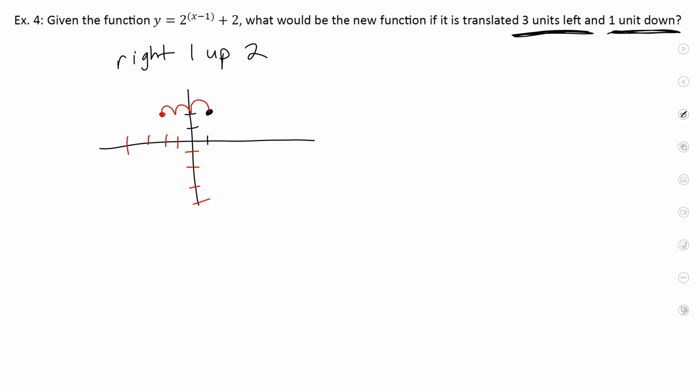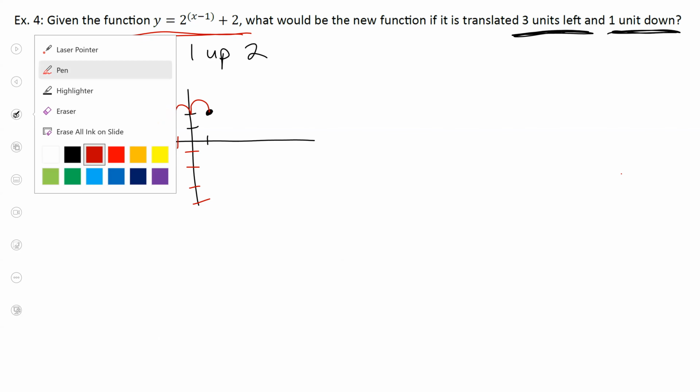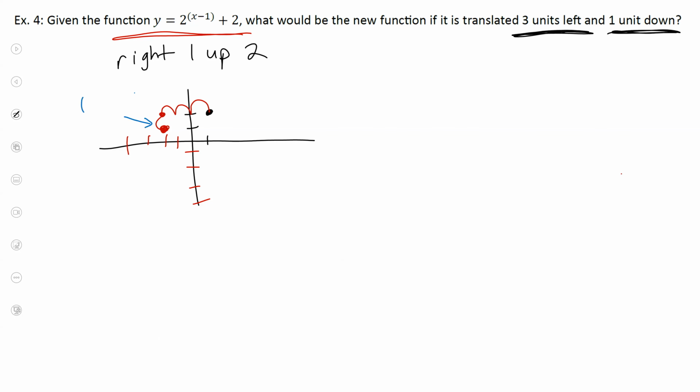Is that okay? Yes. Yeah, okay. And then down 1. So I'm going to go down 1 space. So this is where my new point is. I started right 1, up 2. I'm starting at the origin, by the way. I go right 1, up 2. That's from what they gave me. And they changed it 3 left, down 1. So this is my new point right here. So guys, what is the location of that new point? This new point here, what's the location, the coordinate? Thank you, -2, 1.